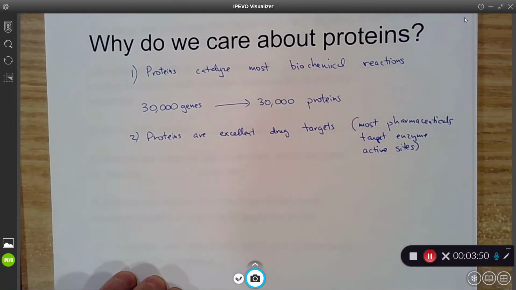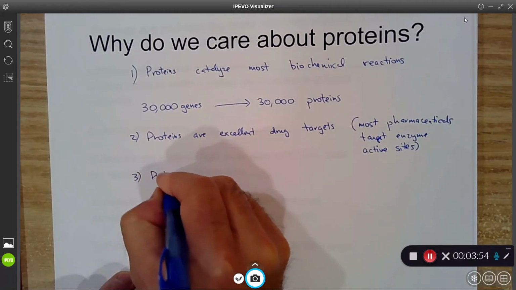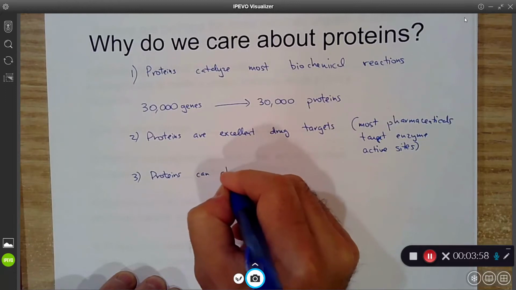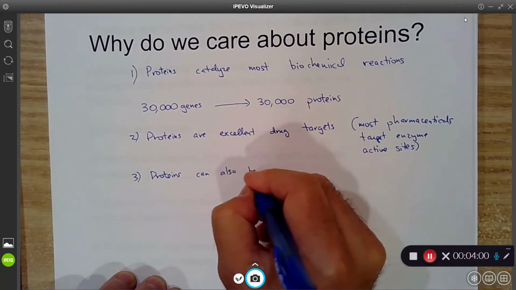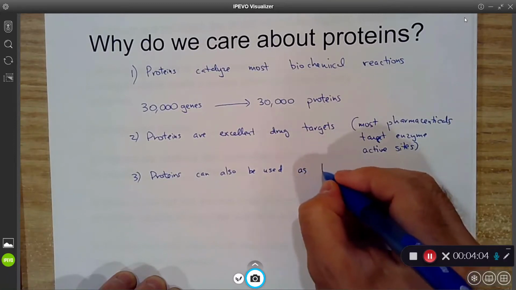Furthermore, proteins can also be used as therapeutics. Okay, so we can not only use them as drug targets, we can actually engineer them, we can actually make them, and they can actually be big pharmaceutics, big drugs.